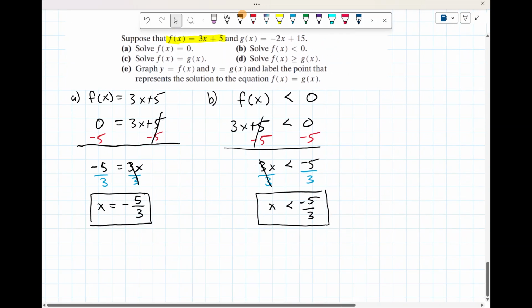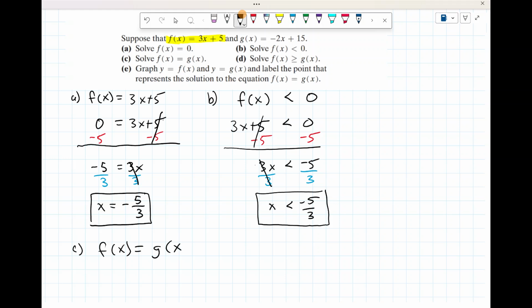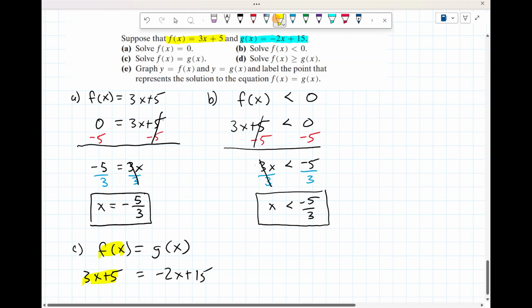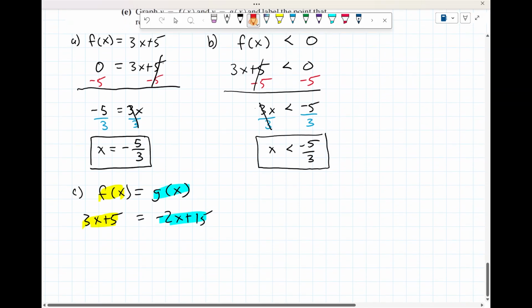All right, let's look at part C. When is f of x equal to g of x? Well, f of x we already have highlighted. F of x is equal to 3x plus 5, and g of x is equal to -2x plus 15. So I'm going to replace f of x with what it's equal to, and I'm going to replace g of x with what it's equal to. And now I have an equation, and I'm going to solve that equation.